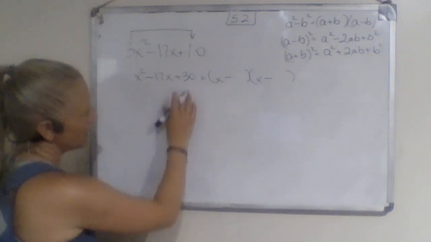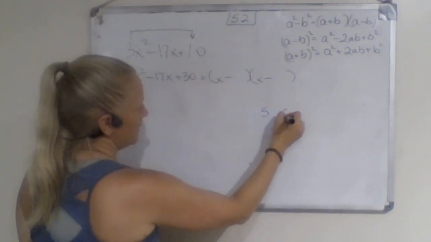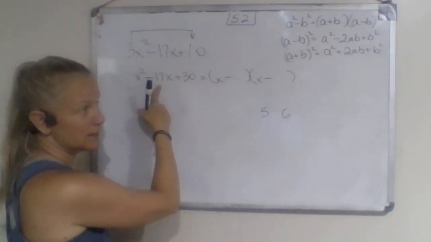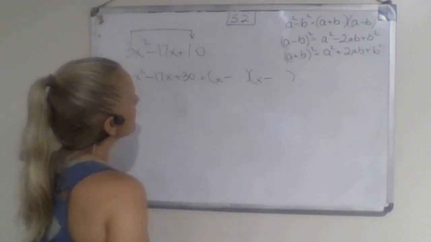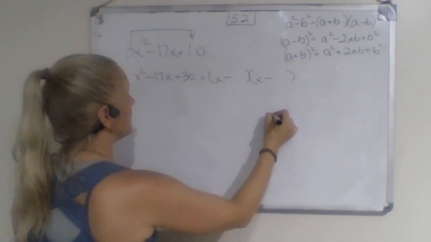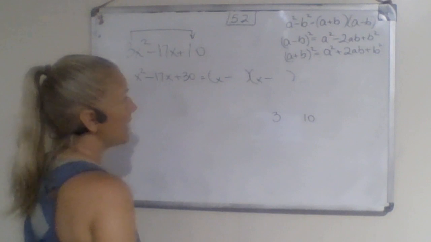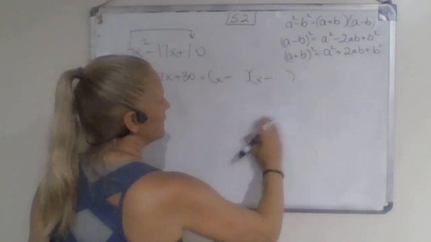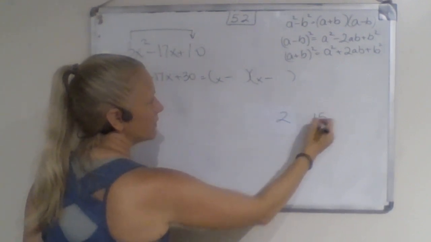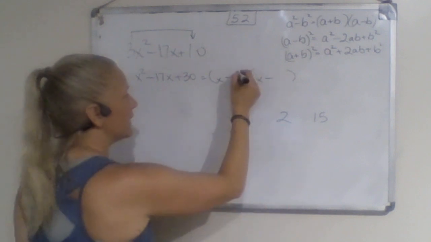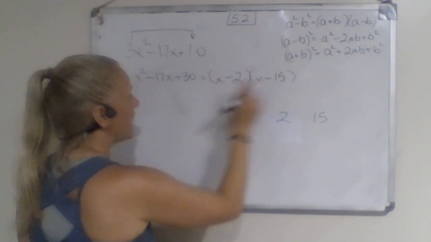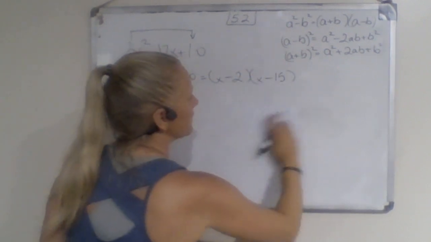So numbers that times to 30 are 5 and 6. But when I add them, I don't get 17. 3 and 10. When I add them, I don't get 17. What about 2 and 15? 2 and 15 gives me 17. Negative 2, negative 15, add up to negative 17.